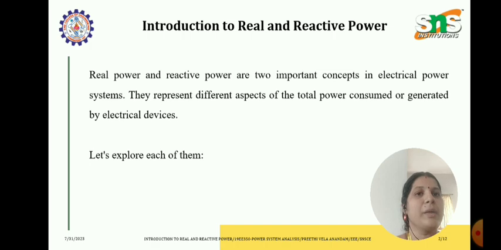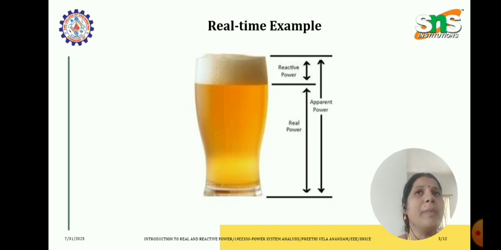What do you mean by real power? The real power is nothing but your actual power consumed, that we call real power. The reactive power we call a useless power, which we are not going to consume, that worthless power, that we call reactive power. These are the main concepts in the power system industry.